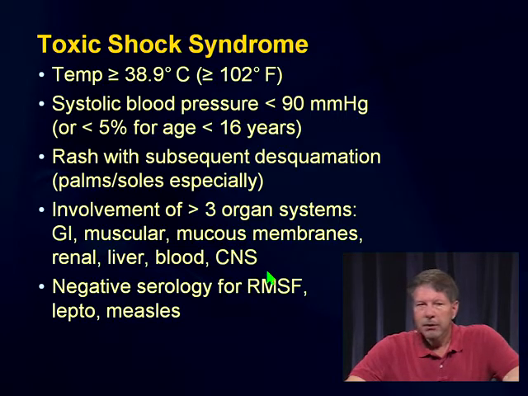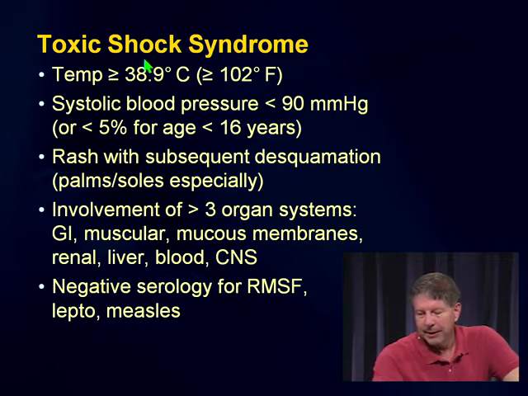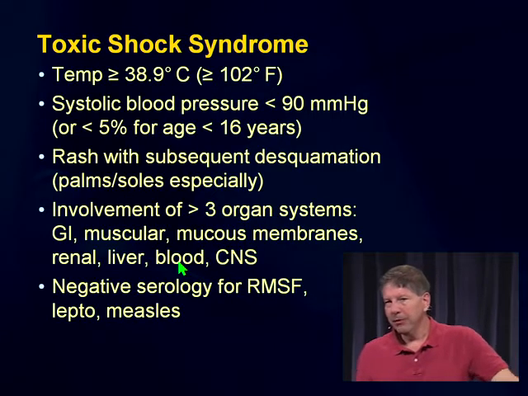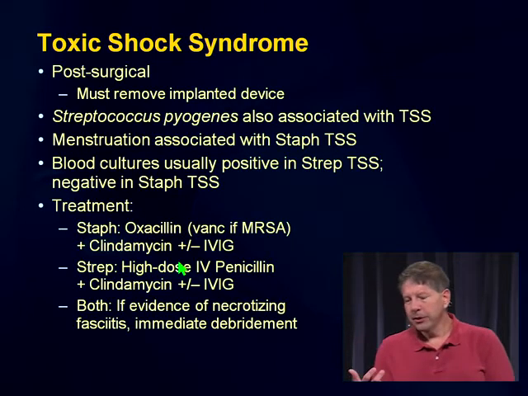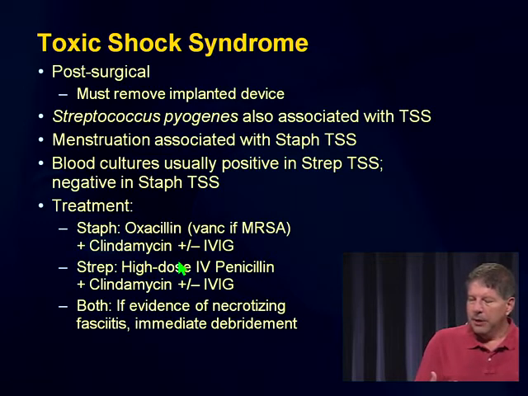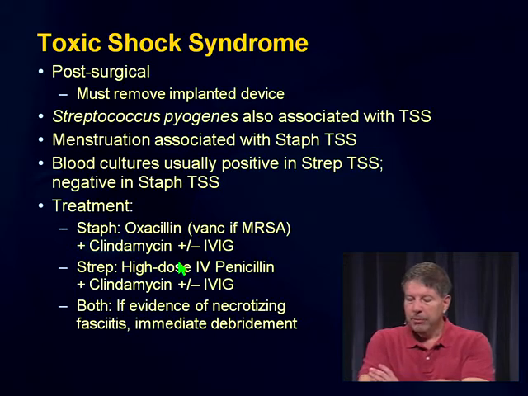So this could be the girl with tampon use, or it could be a kid who went to surgery and had some kind of implantable device put in. Just be aware that toxic shock can present those 2 different ways. It'll look like this, same scenario, but the presentation will be different in terms of what caused it. So post-surgical, you've got to go in and take out the surgical device. The strep, which was the answer to that question, is also associated with toxic shock syndrome. The menstruation is associated with staph. The blood culture is usually positive in strep, usually negative in staph.